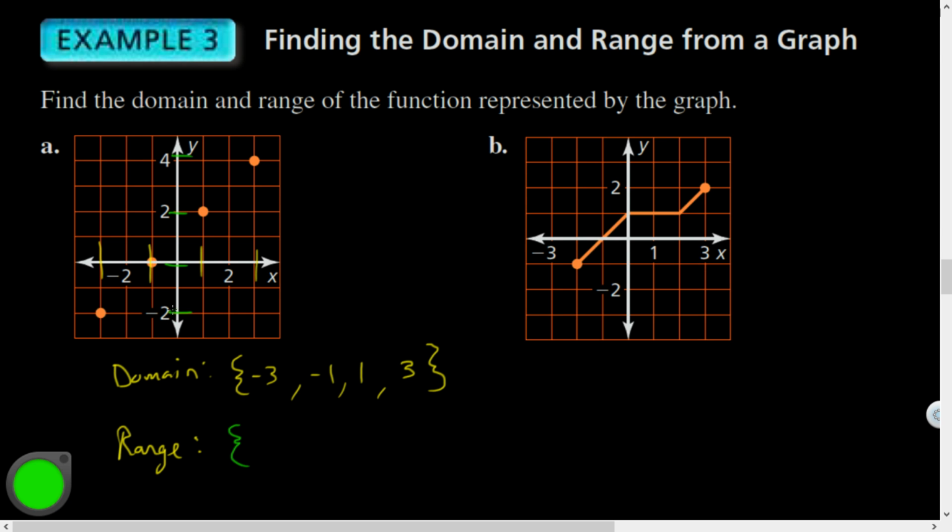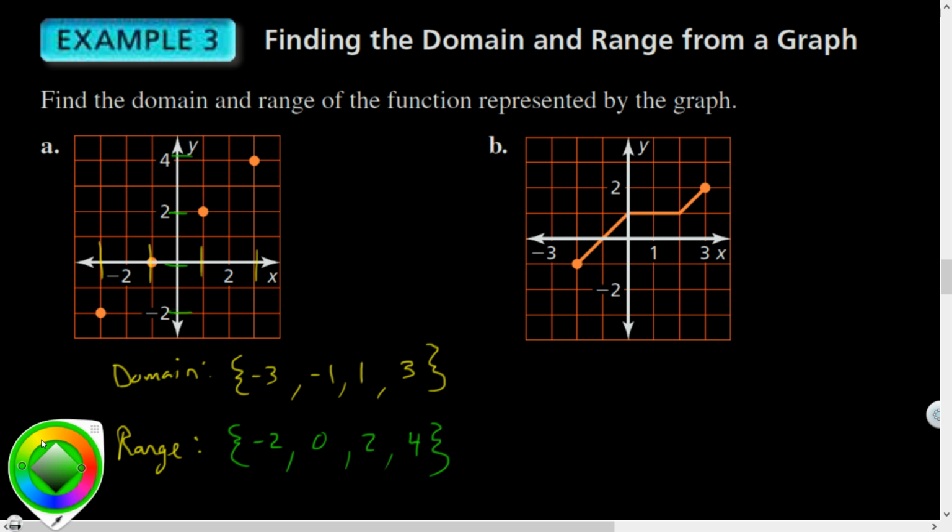Okay, the outputs. Notice -2 is an output. 0 is an output. +2 is an output. And 4 is an output. So the range is talking about the possible outputs. The domain is talking about the possible inputs. Let's talk about this for domain.